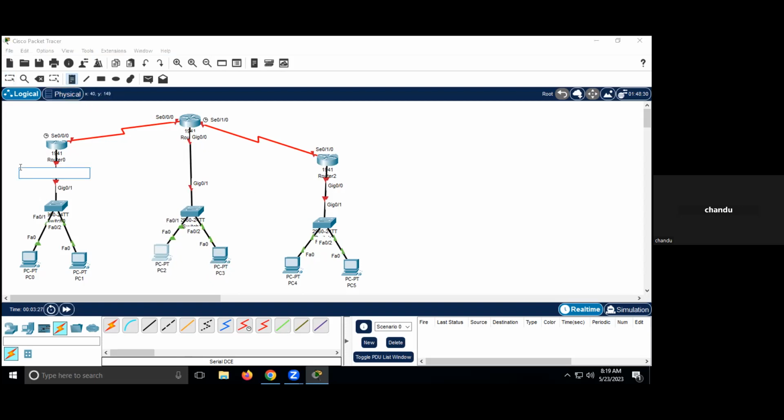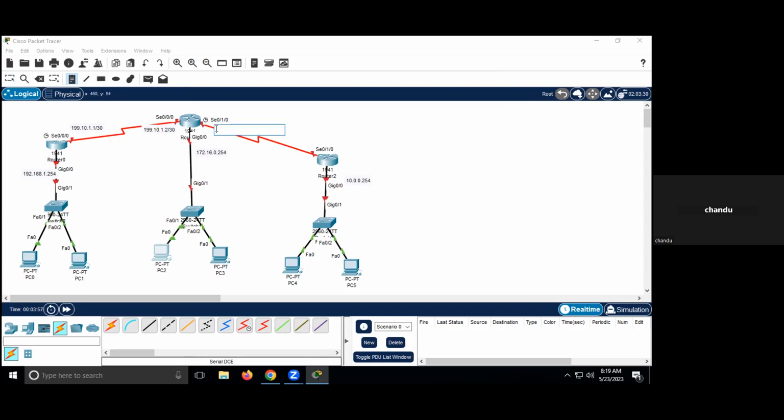I want to give this Giga 0/0 the IP address 192.1.1.254. Here I'll give 172.16.0.254. Let me give here 10.0.0.254. I want to make a subnet of this network, like yesterday's class VLSM: 199.10.1.1 with /30. And here it is 199.10.1.2 with /30.